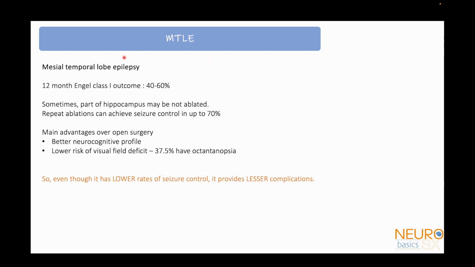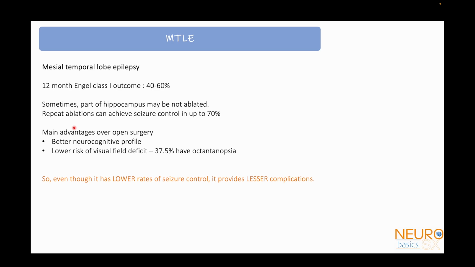It has been found that for MTLE, the 12-month Engel class 1 outcome is 40 to 60%. But that is usually because the entire hippocampus would not have been ablated. So usually these patients can undergo a repeat ablation, following which seizure control can be achieved in up to 70%, which is quite comparable to surgery.